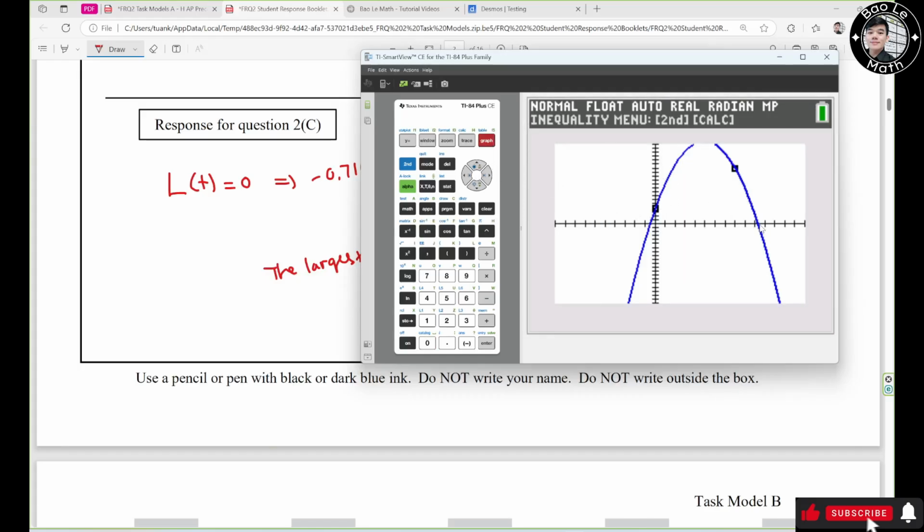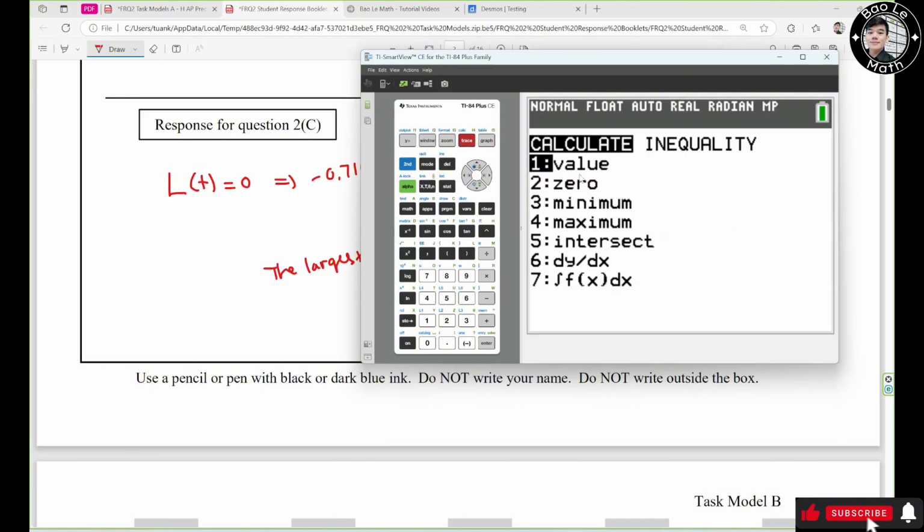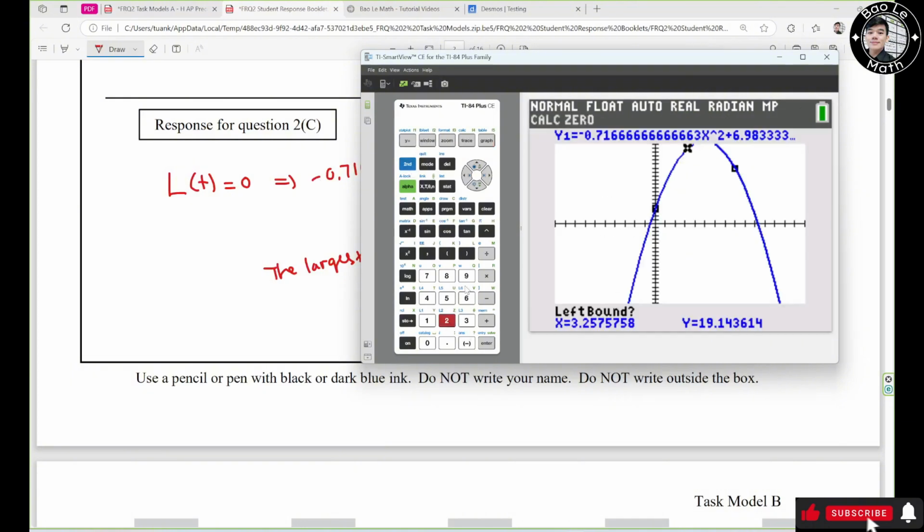Now you need to find the value of t right here. So you need to hit second trace, hit 0 right here. You move your cursor to the left of 0, hit enter, you get the first line. Move your cursor to the right of 0, hit enter. And move your cursor to the middle, hit enter. It's going to be t equals 10.286 right here.